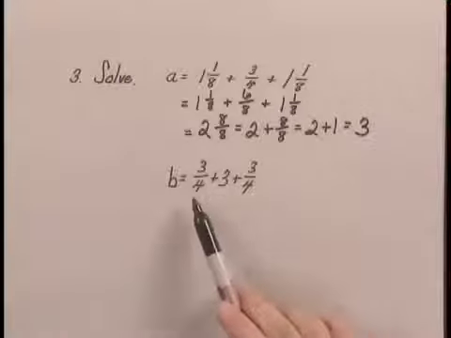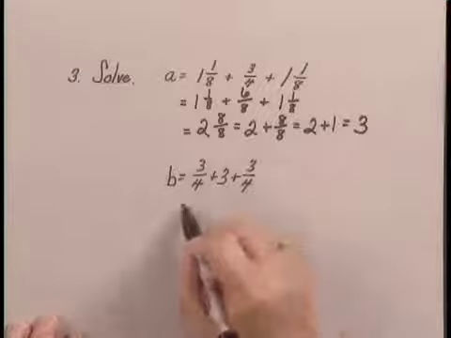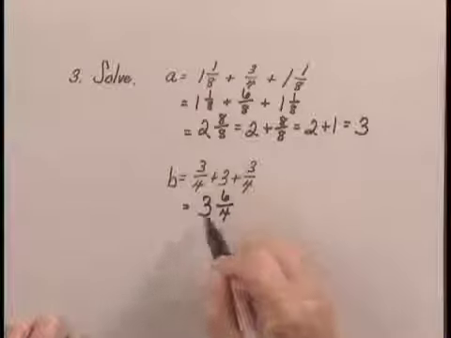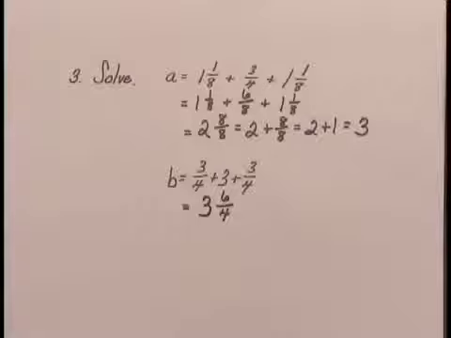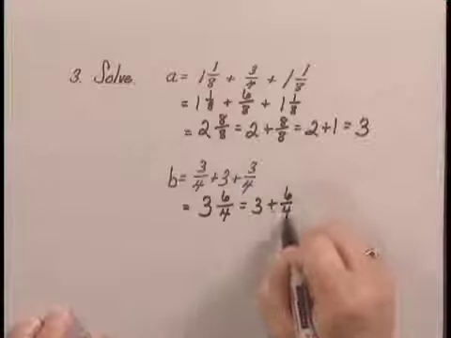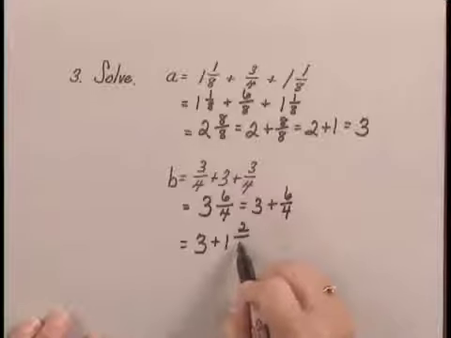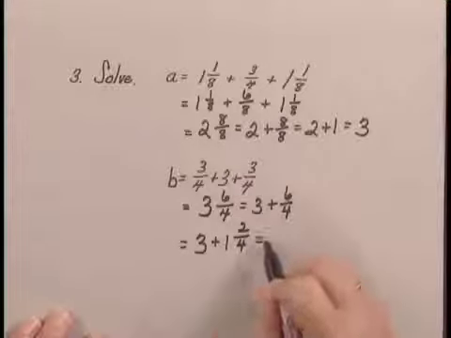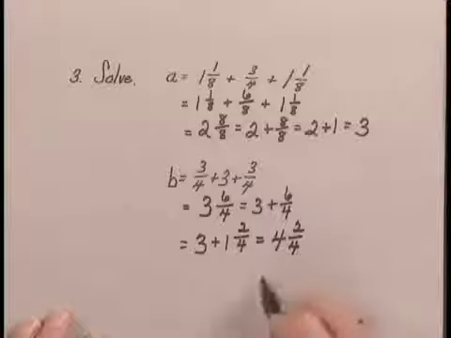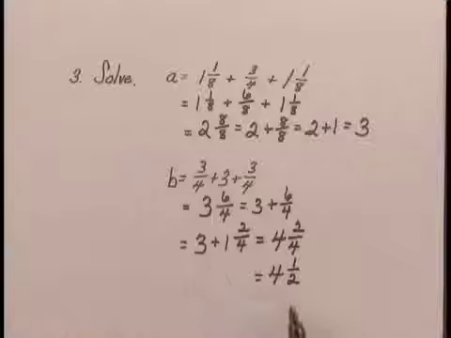For B, we need to add 3/4 plus 3 plus 3/4. And adding the 3/4 plus the 3/4, we get 6/4. And then the 3 would become the whole number part of a mixed numeral, 3 6/4. A 3 6/4 is the same as 3 plus 6/4. 6/4 we can write as a mixed numeral, 1 2/4. Or we can combine the 3 plus the 1, 4 2/4. And finally, we can simplify the 2/4 as 1/2. So we have the length B as being 4 1/2.